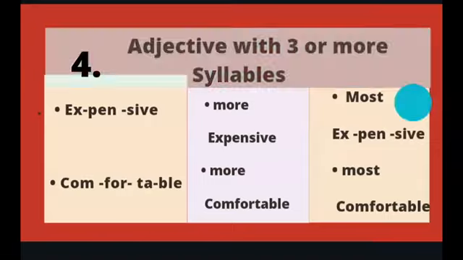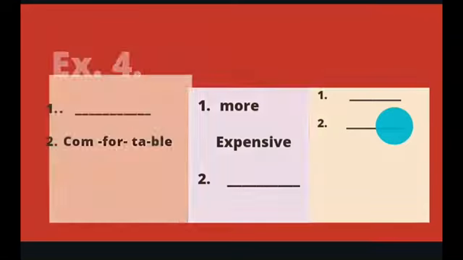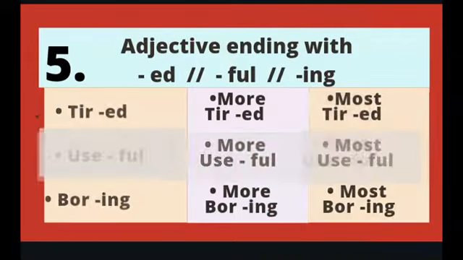Let's do that exercise for rule number 4. Fill up the answers. And now check the answers. Expensive, more expensive, most expensive. Comfortable, more comfortable, most comfortable. I hope you've got them all right.